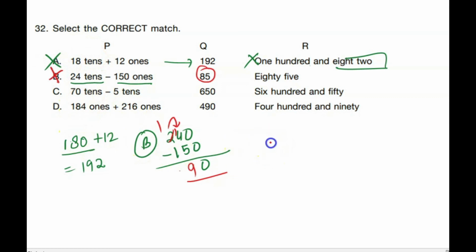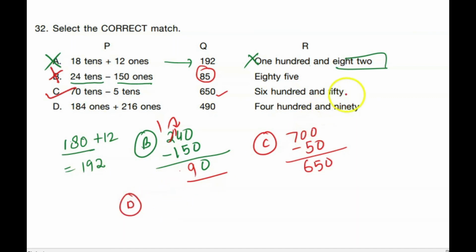Option C. Let's check option C. 70 tens means 700. 700 minus 50 is 650. This is correct. Option C is completely correct, so we have got our answer. Let's do option D also. In an exam you need not solve option D, but here we are just solving it as a question.